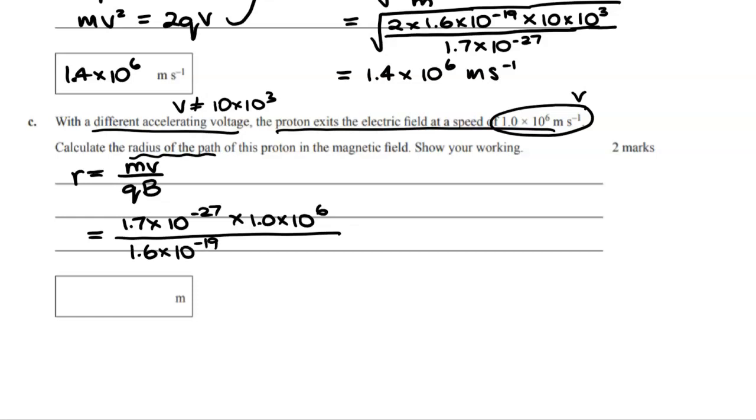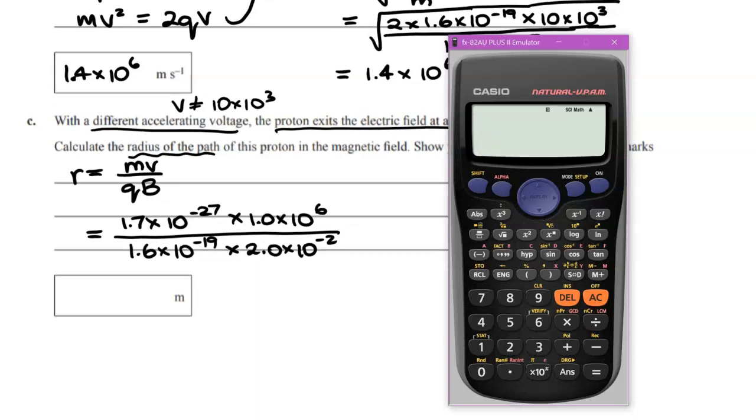A little point to note, I recommend just putting in the magnitude of the charge when you're doing these questions. Yeah, it's protons, so it doesn't matter, but when we're doing electrons, negatives, putting that in is going to be an issue, so try not to do that because you'll get a negative radius, which doesn't make sense. And the magnetic field strength has not changed. They've told us in the question that nothing's changed there, so let's look that up. So we were told that was 2.0 times 10 to the negative 2. Okay, let's calculate that.